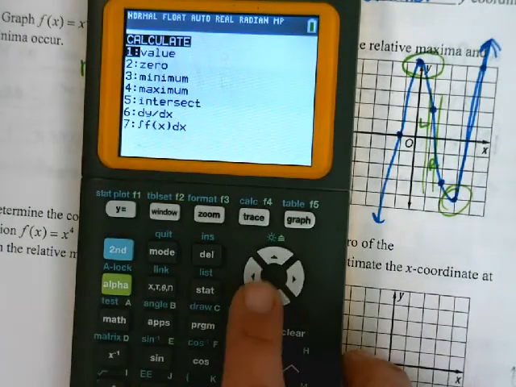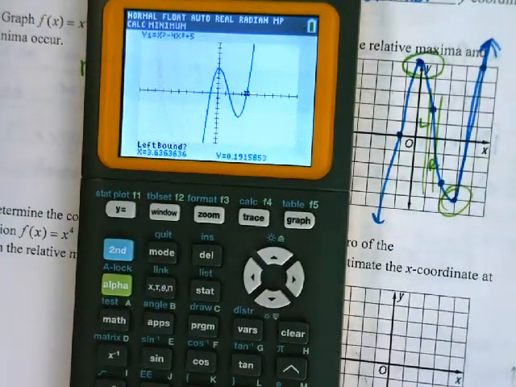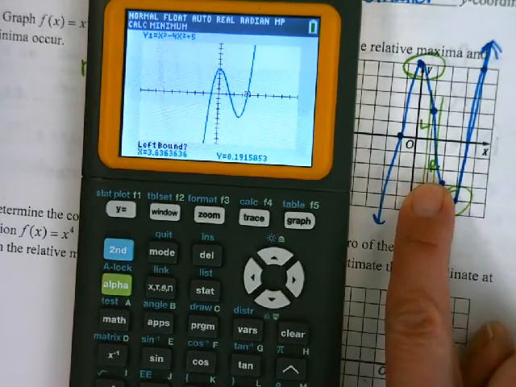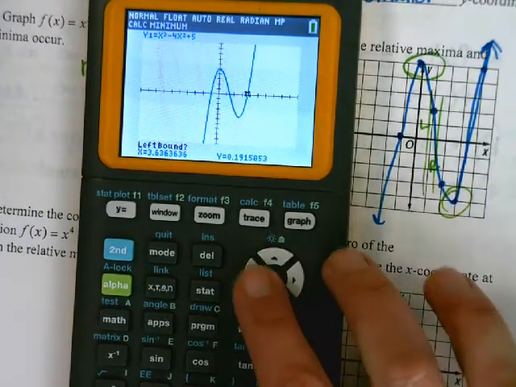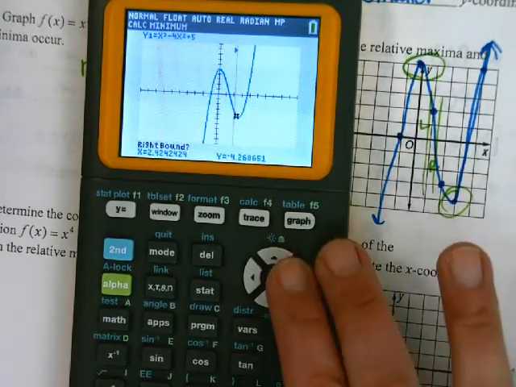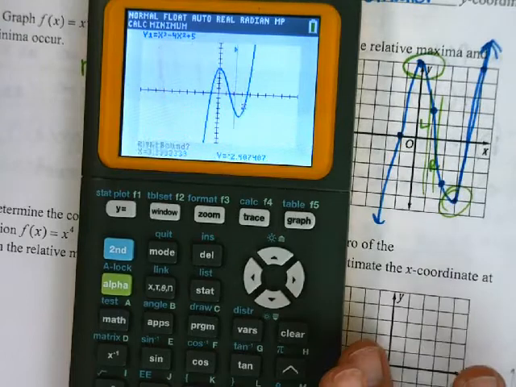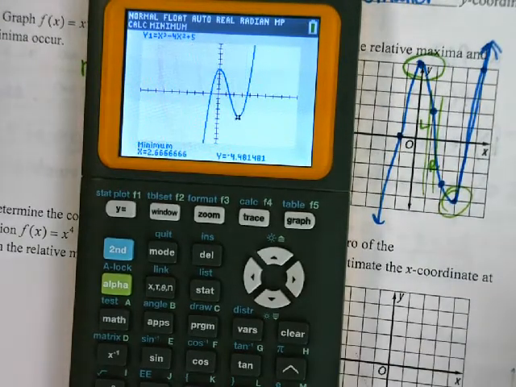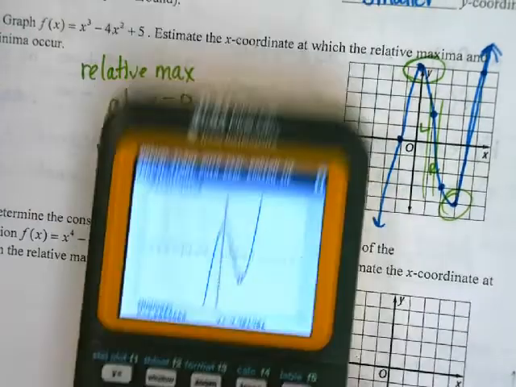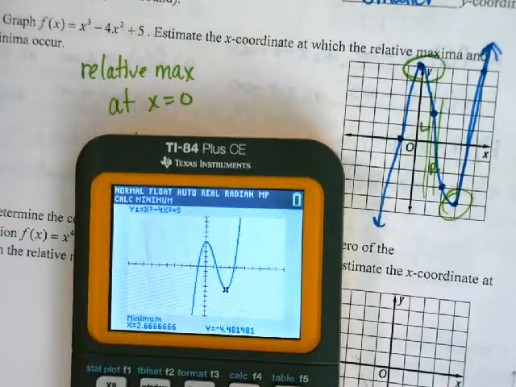I'm going to go back to that trace menu, and now I'm going to use minimum. And that means I'm going to be looking for that guy. So my spider needs to be on the left side of my valley. Right bound is on the right side. Yes, please, calculator, guess. It's actually at 2.66 and negative 4.48. It said estimate, so we're good, the x coordinate there.